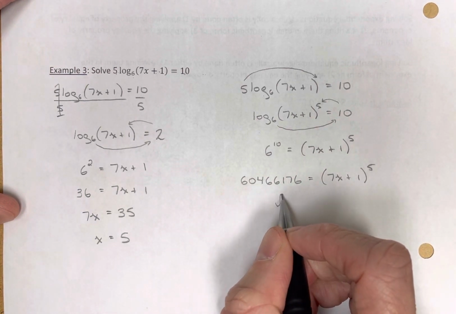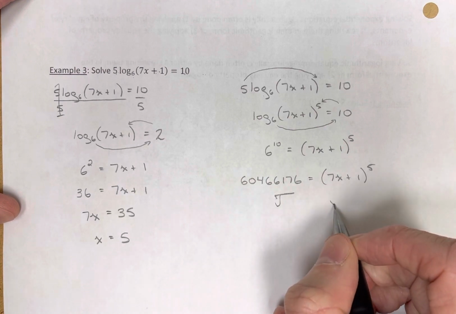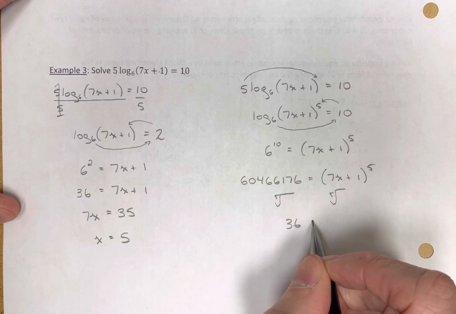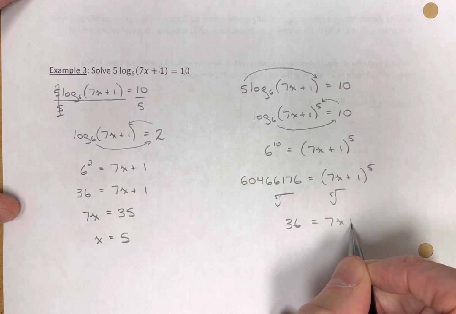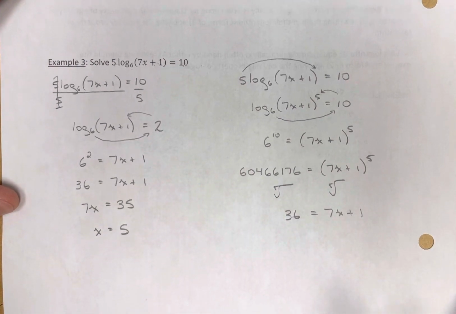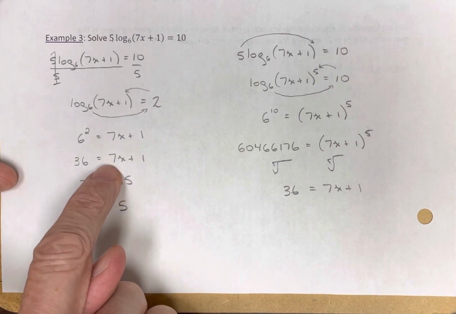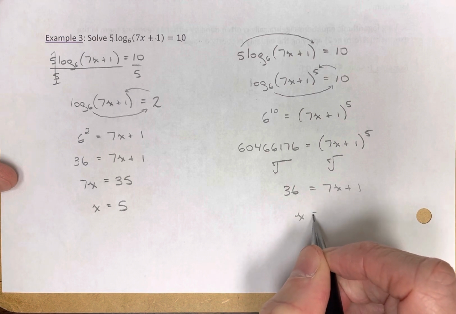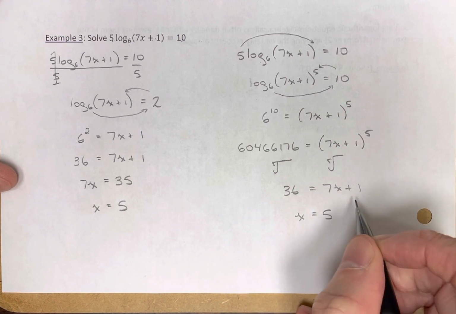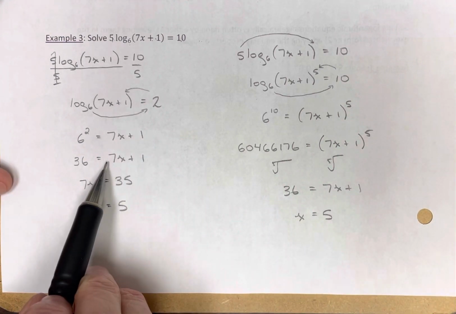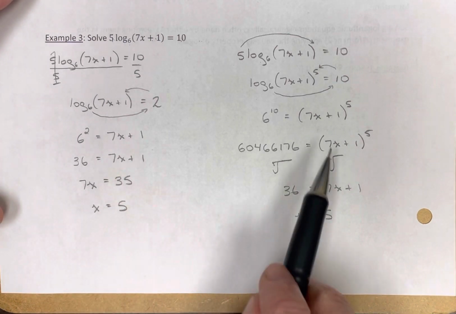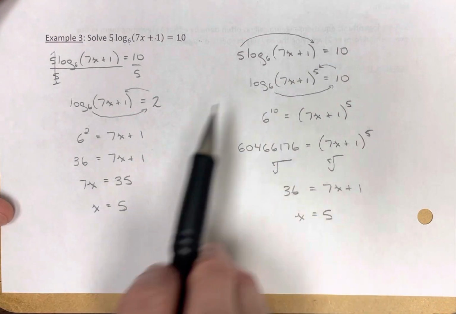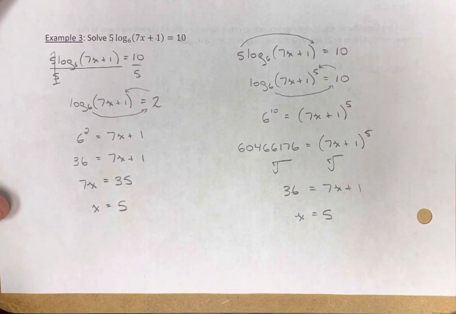I then take the 5th root of both sides, and I have 36 is equal to 7x plus 1, and that should look familiar from this side. Subtract 1 from both sides, and then divide both sides by 7. And so I'll do that in one step because I already have the work over here. Obviously, that's a little bit longer, but if that's what you prefer, that's totally fine. It gives you the exact same answer.